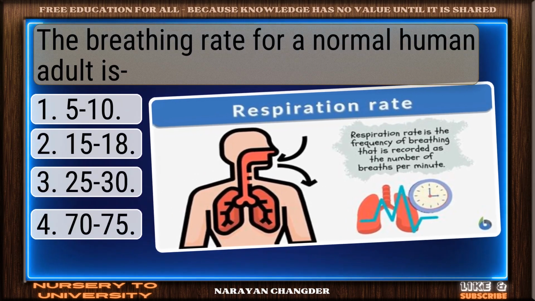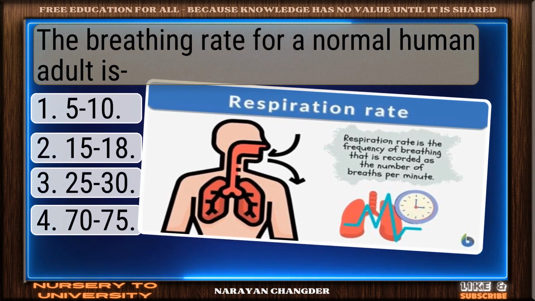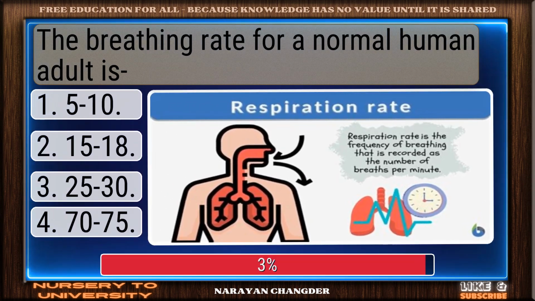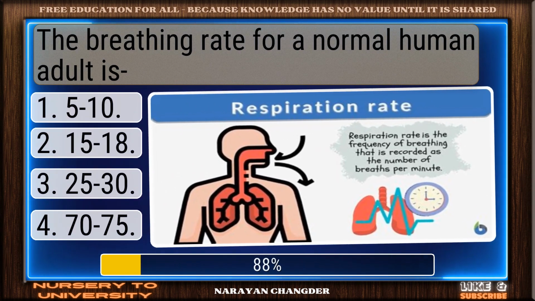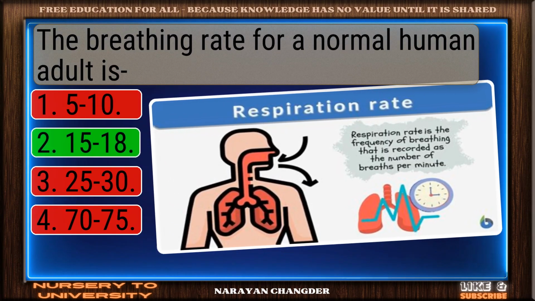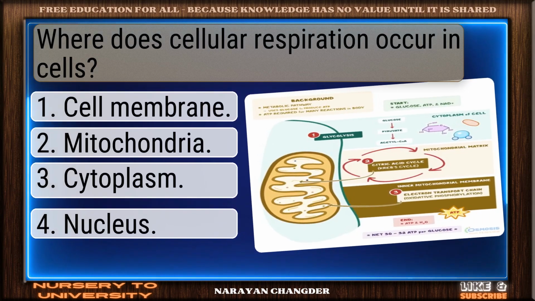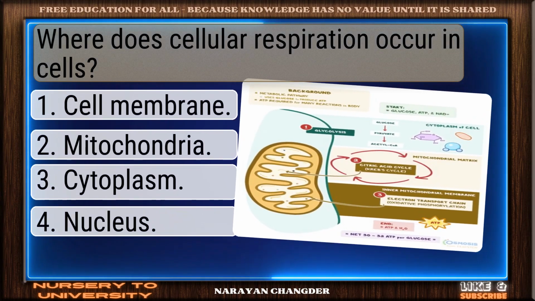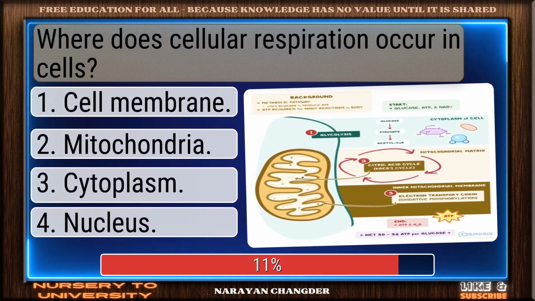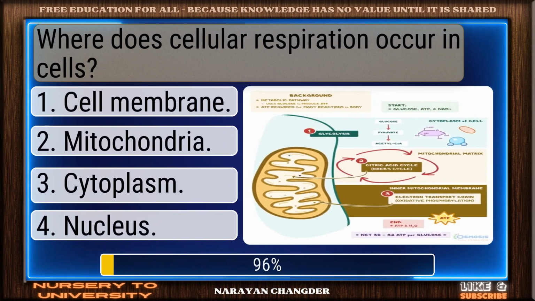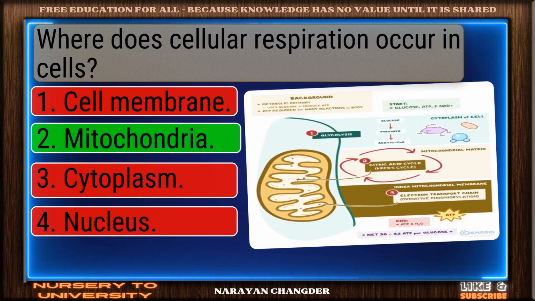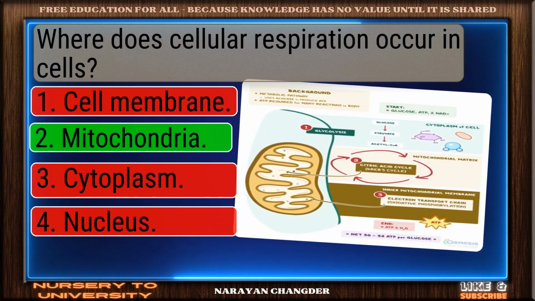Question number 11. The breathing rate for a normal human adult is? Exactly. 15-18 makes sense and it is the right choice. Question number 12. Where does cellular respiration occur in cells? Strong choice. Mitochondria is the right answer.